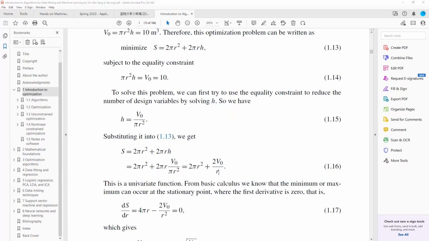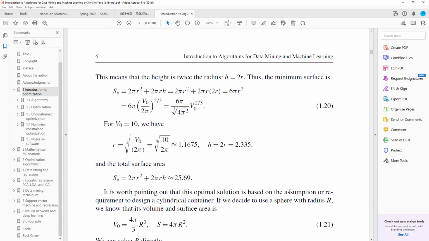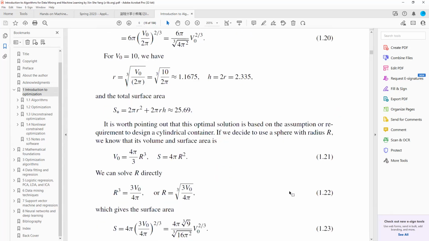If we continue here, it's really just that. If you just continue, you would be able to solve.